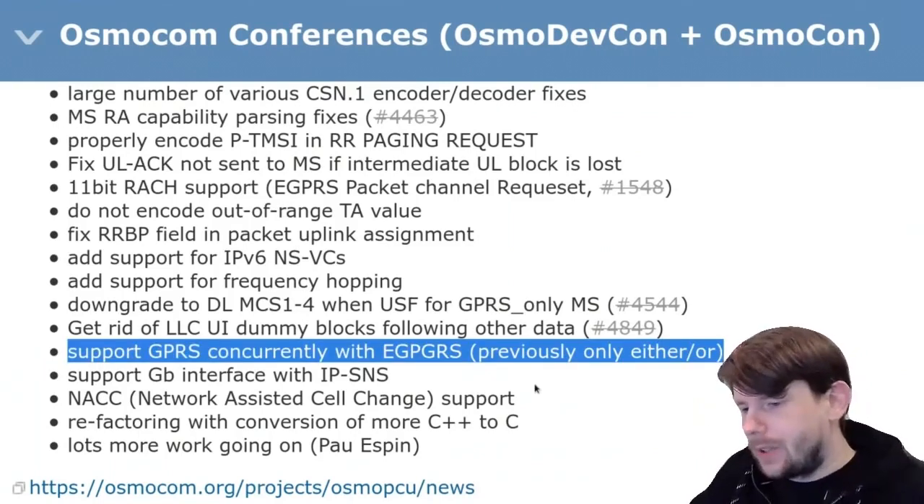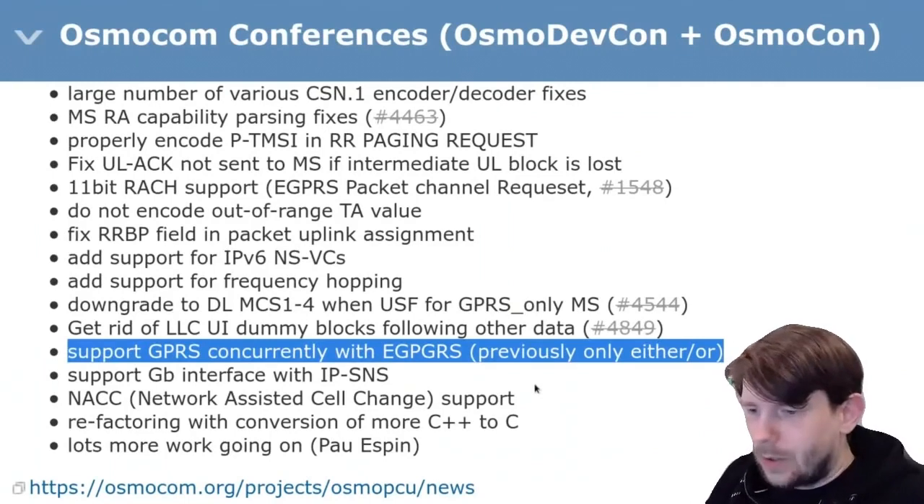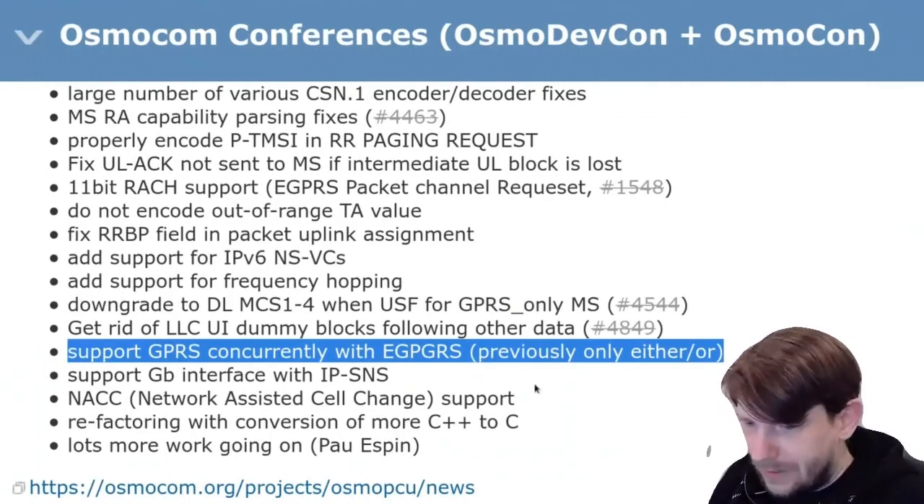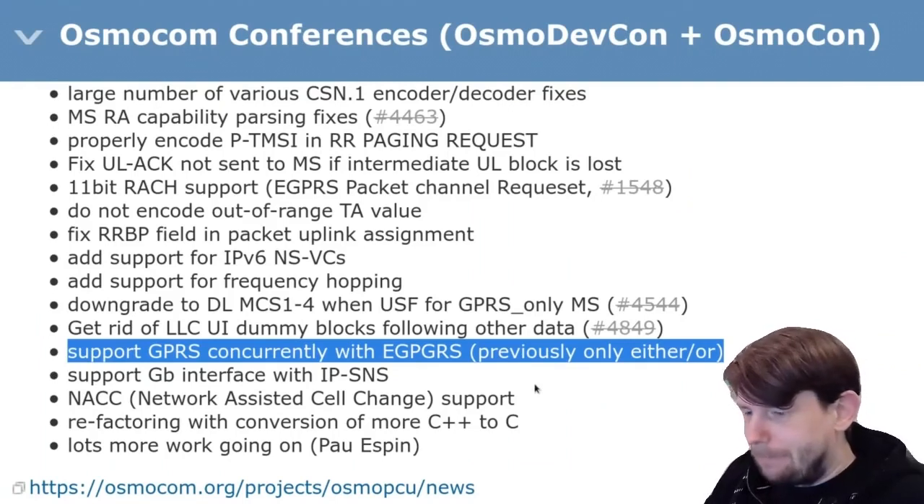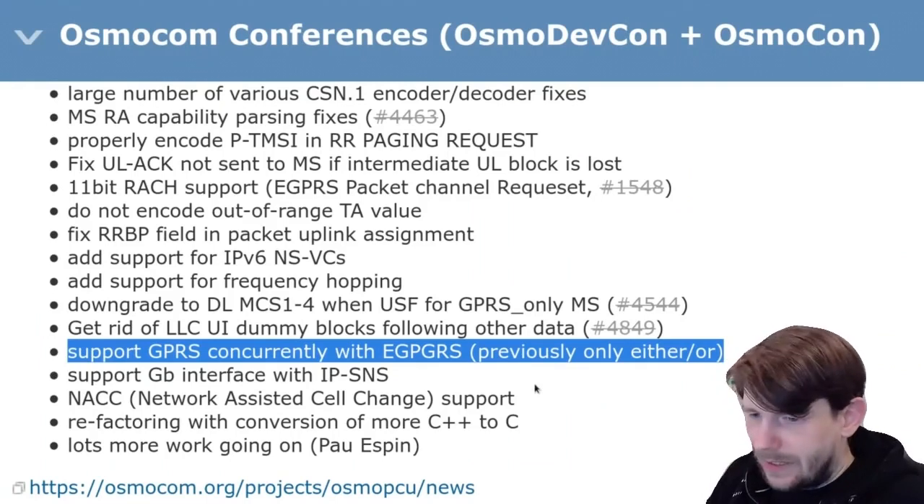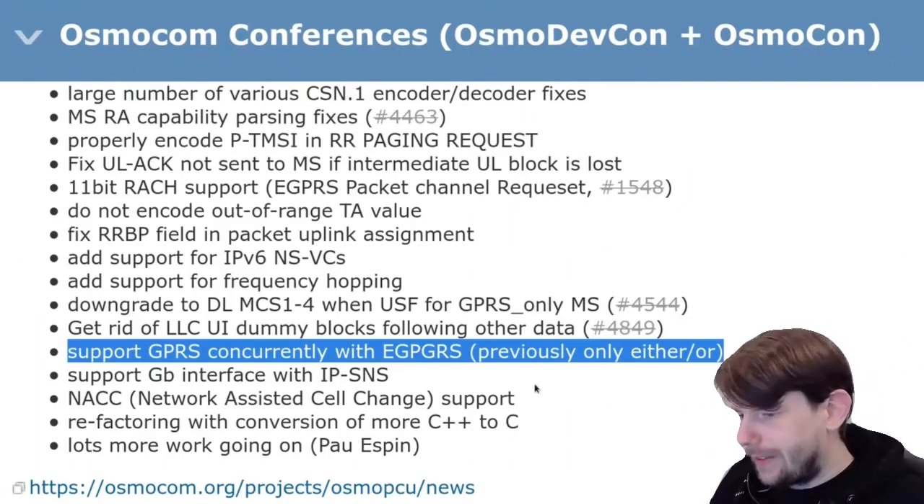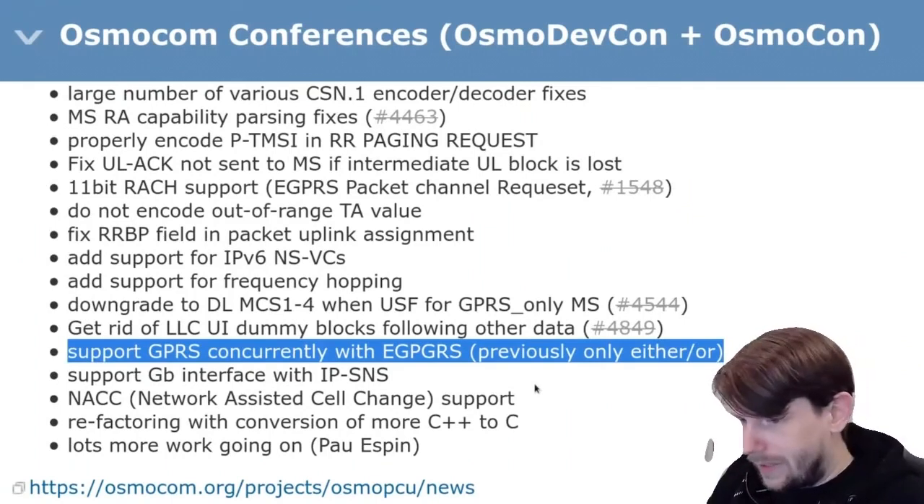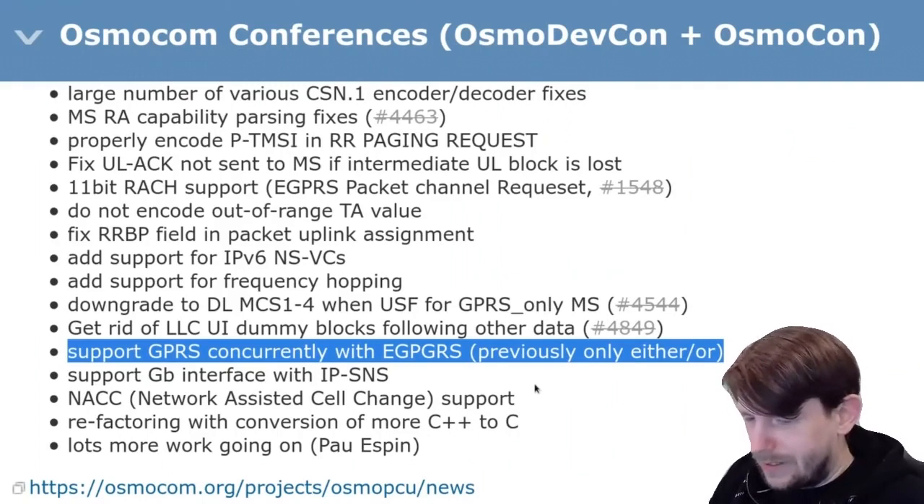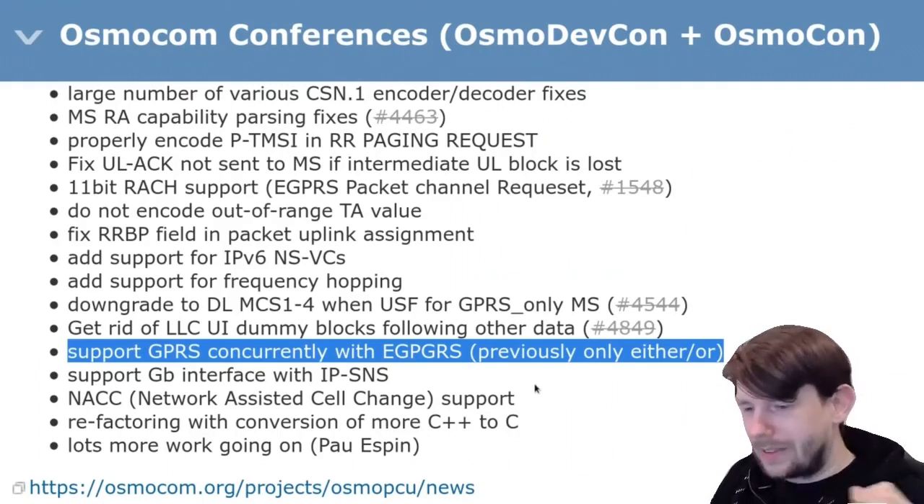In the past, you had to choose whether you operate GPRS or eGPRS. Well, actually, there's one character too many in this acronym. It's eGPRS. And now Pau has managed to get the code into a state where it supports both. So you can operate Osmo PCU, and you can have GPRS-only mobile stations in combination with eGPRS-capable mobile stations, and the scheduler will work out to do the right thing, which is slightly complicated, but which goes beyond this talk here.